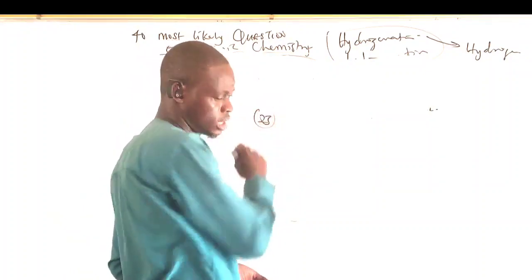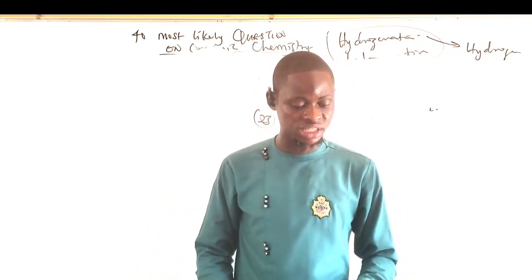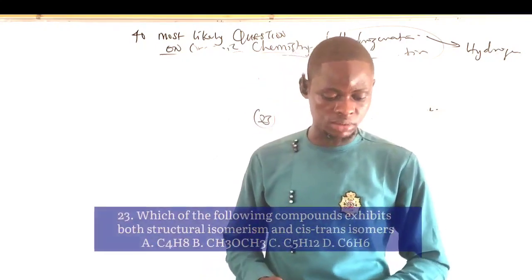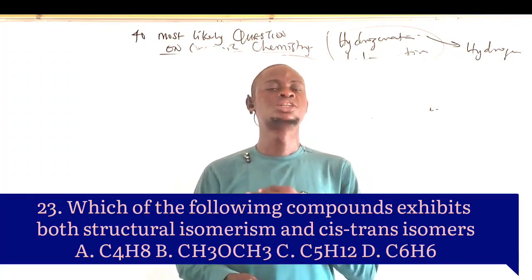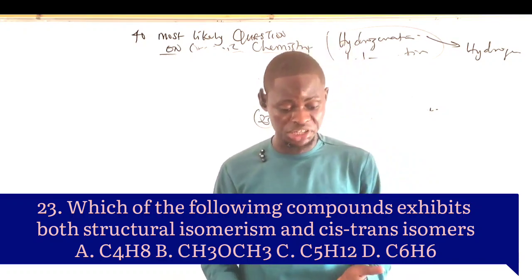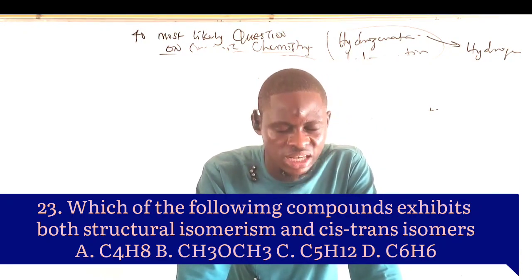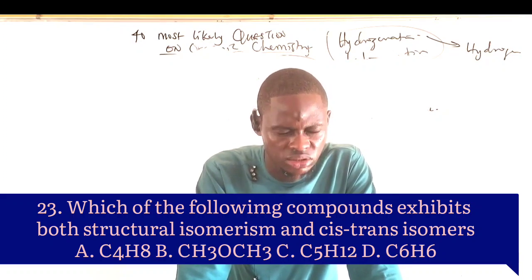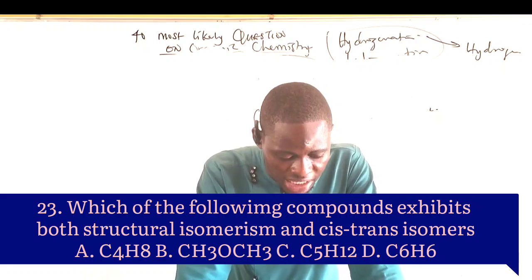Question 23 is that what? They said, which of the following compounds exhibits both structural isomerism and cis-trans isomerism? Please don't forget that any compound that undergoes cis and trans, which simply means geometrical, will also undergo structural isomerism. Option A, we have C4H8. C4H8 is butane. No, sorry. That is butane. Yeah, I'm correct. C4H8 is butane.